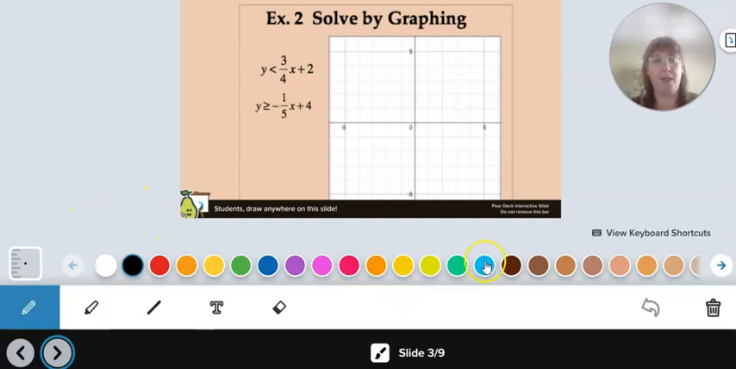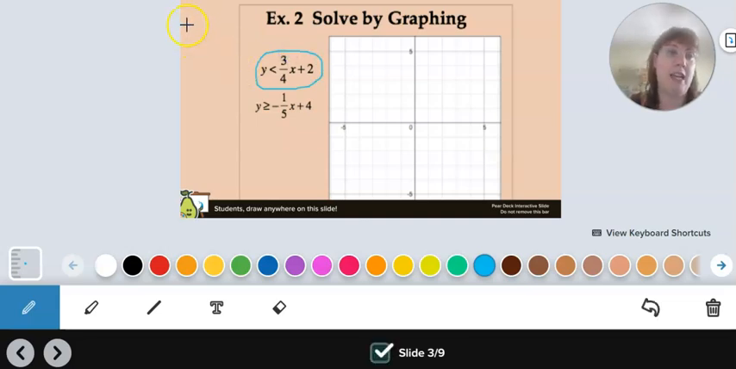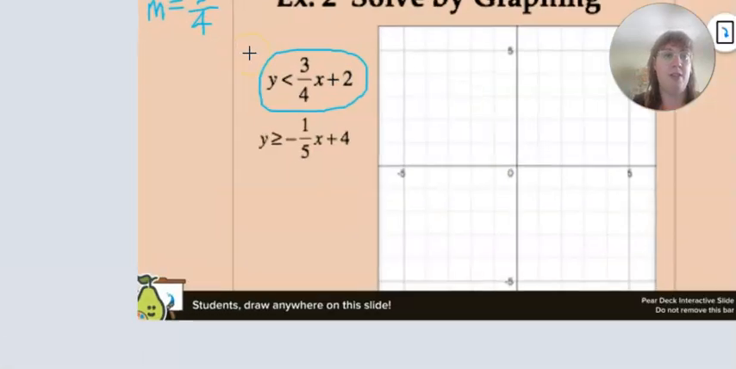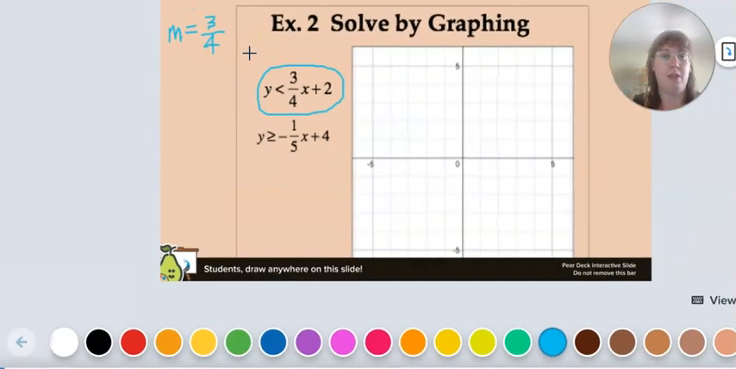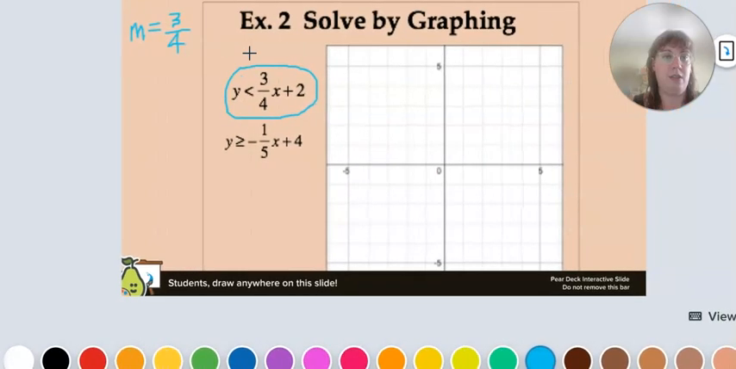Here's our second one. Okay, our first inequality has a slope of 3/4 and a y-intercept of 2. So we're going to put a dot on 2. That's our y-intercept, and our slope is 3/4. So we're going up 3/4. We can also go down 3 and left 4 to get another point.